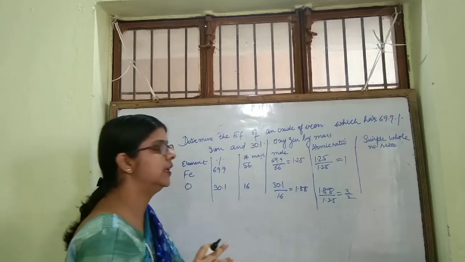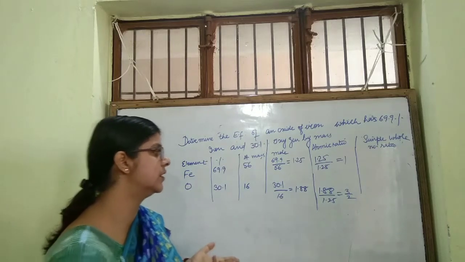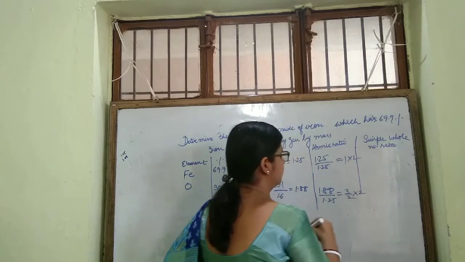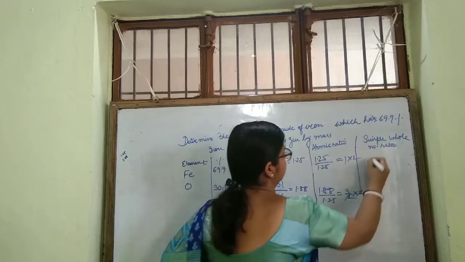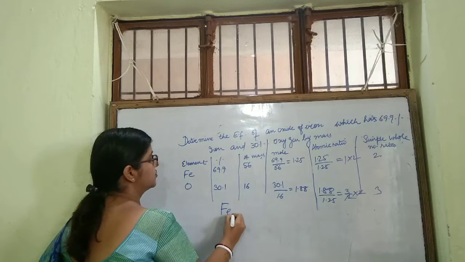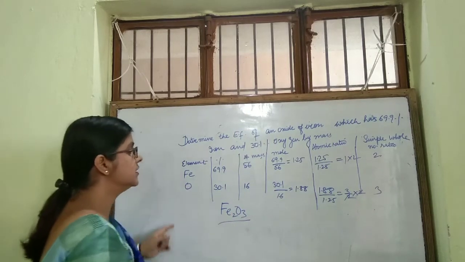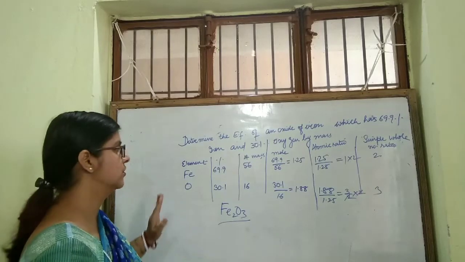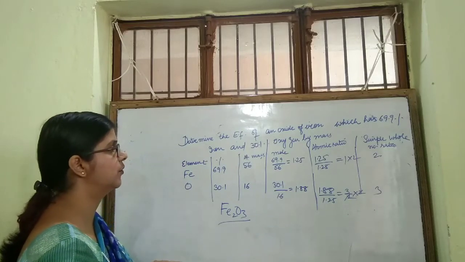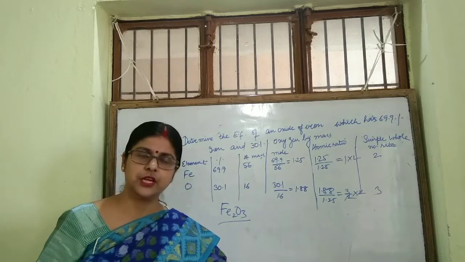Now you see in your formula it is not given in fraction. So to convert it into whole number, what will you do? You will multiply it with 2 and 2 to cancel these 2. So we are getting 2, we are getting 3. So what is the formula? Fe2O3. The formula for iron oxide is Fe2O3. So you see the steps. This is how you can find out the empirical formula and molecular formula of any compound. Okay.